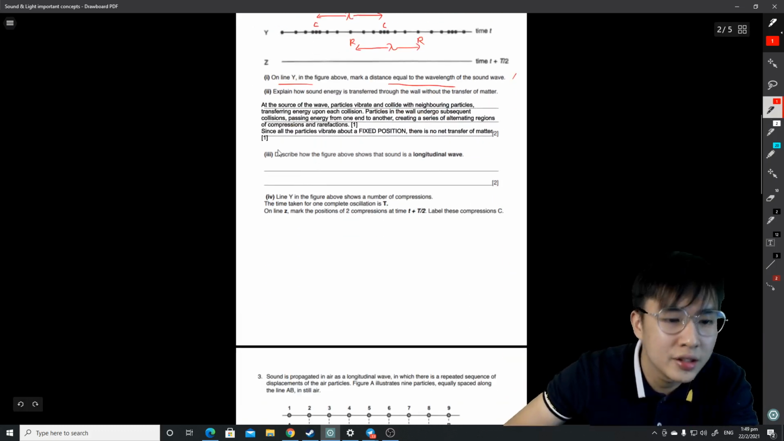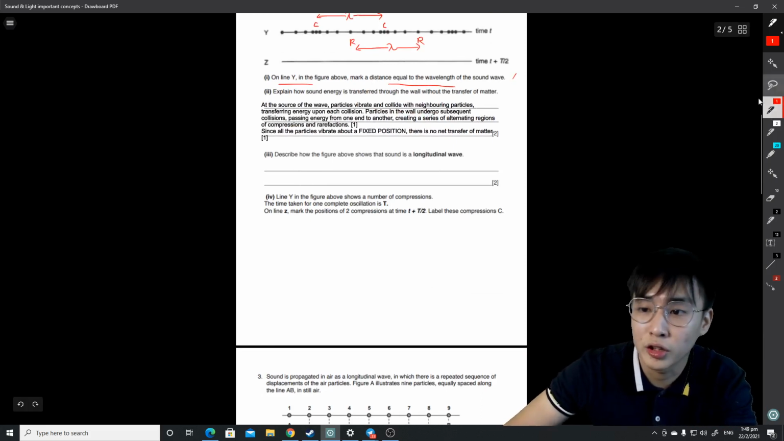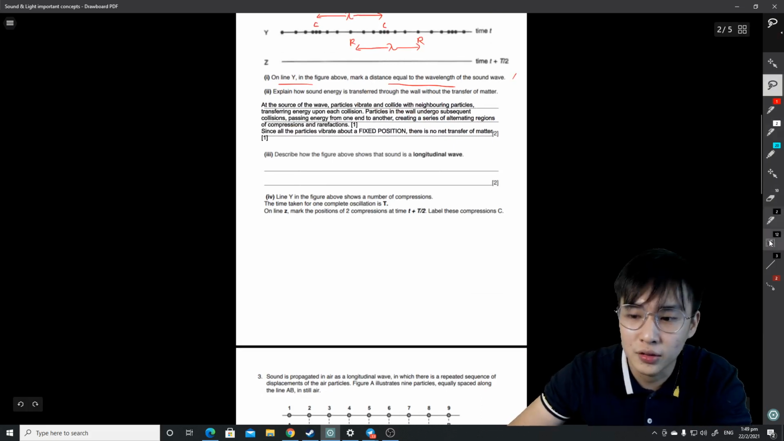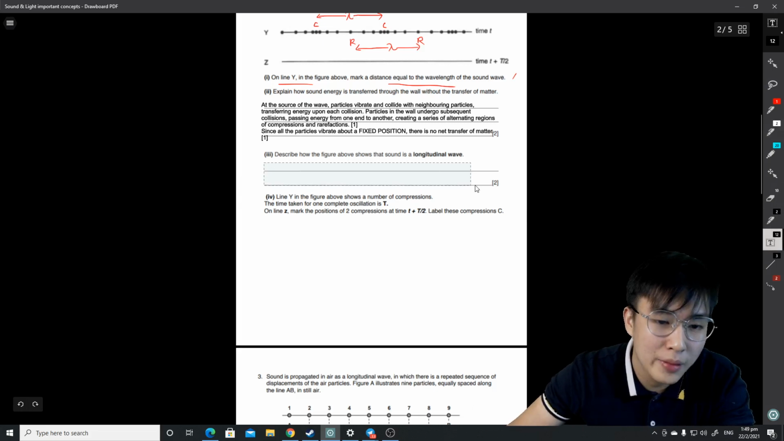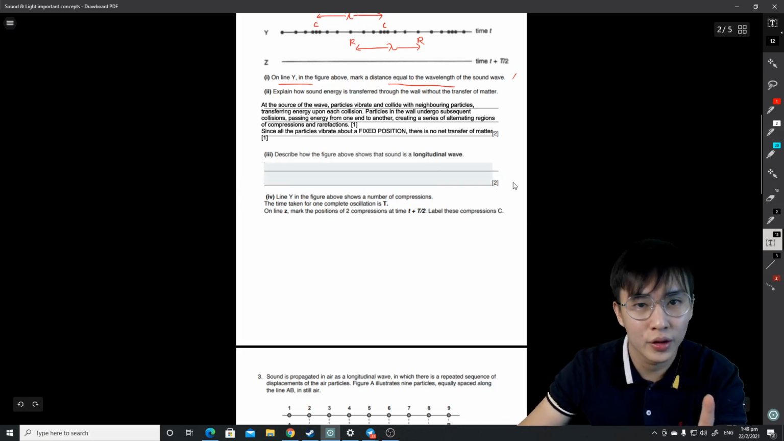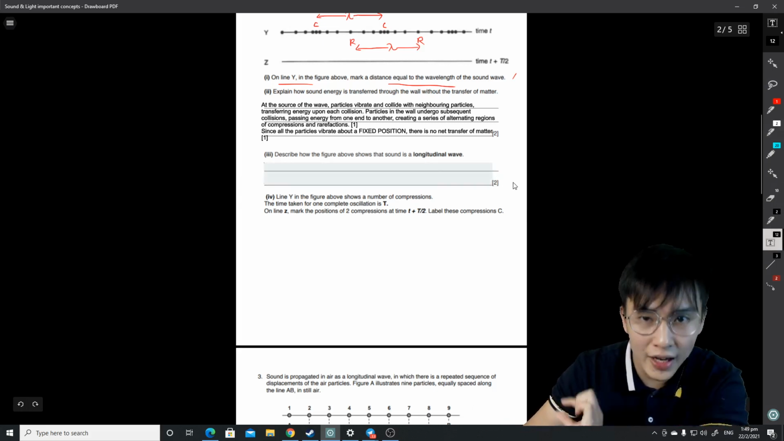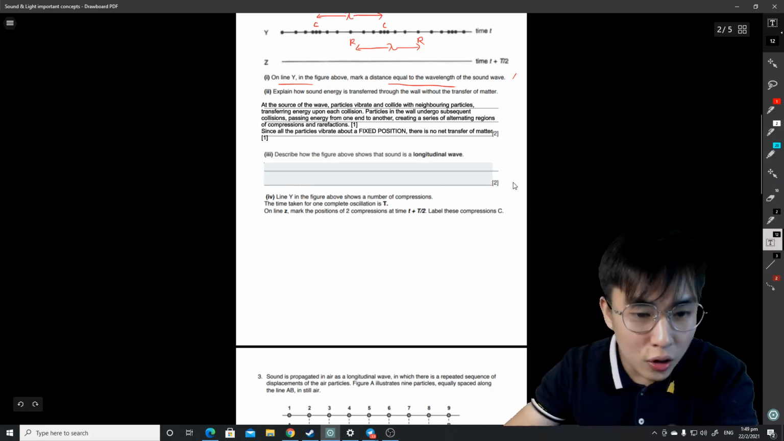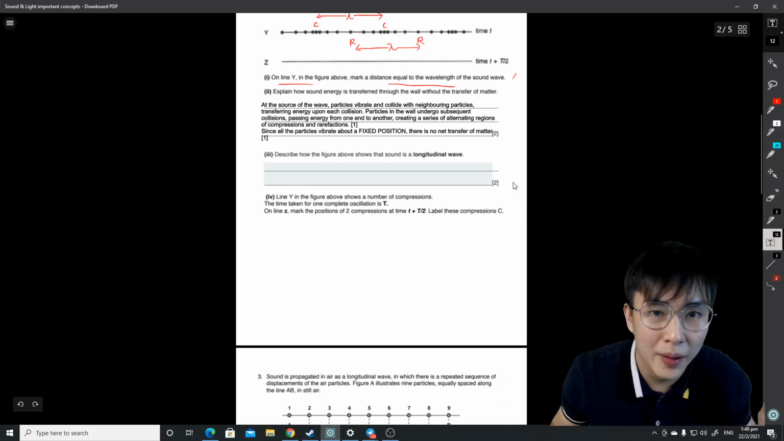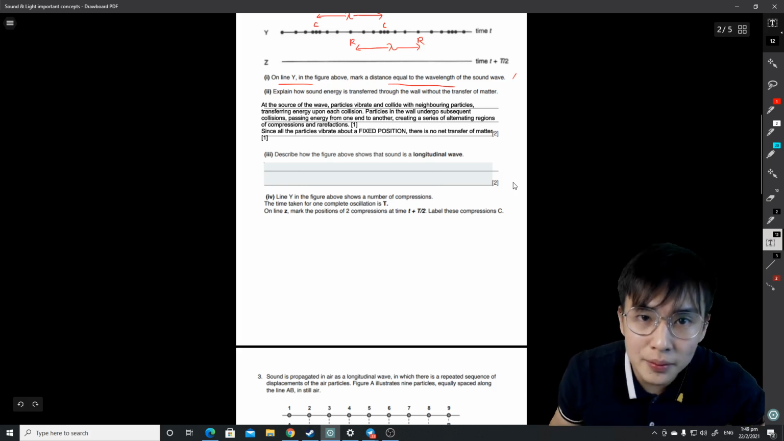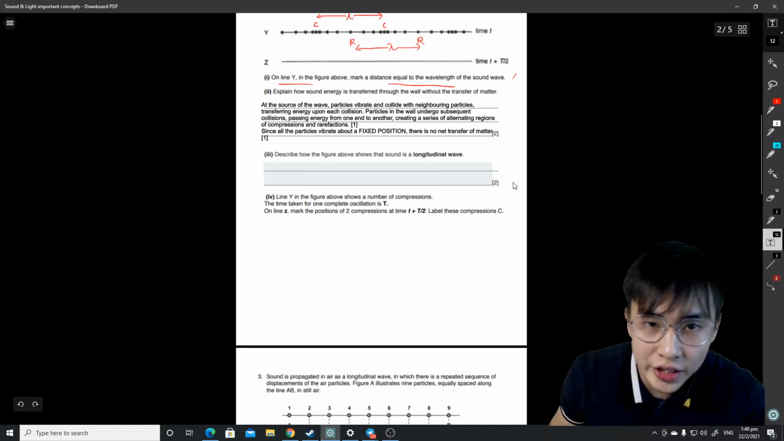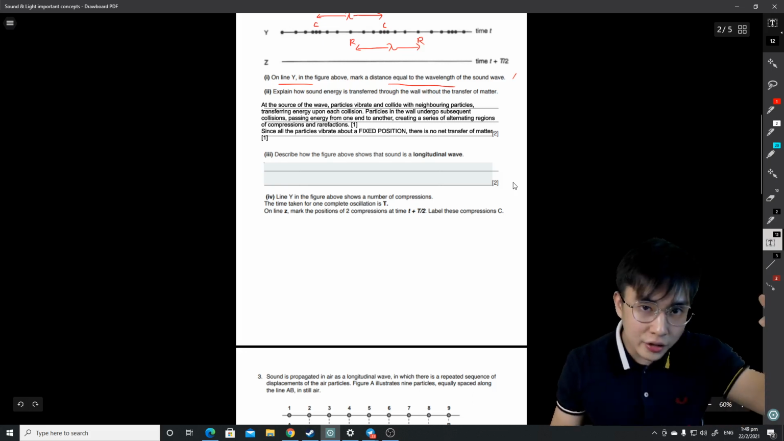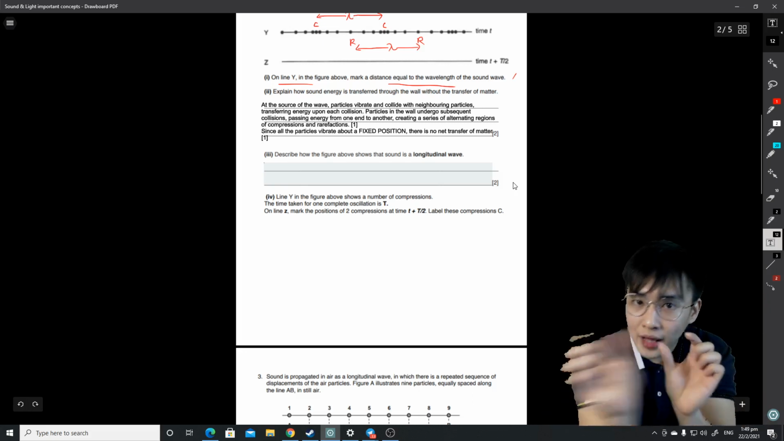Now we look over at this. Describe how the figure above shows that the sound is a longitudinal wave. Now, this is very easy. Remember, all longitudinal waves will cause the particles to vibrate in the same direction as the energy propagation. So if energy is going to the right, then these particles vibrate left and right.